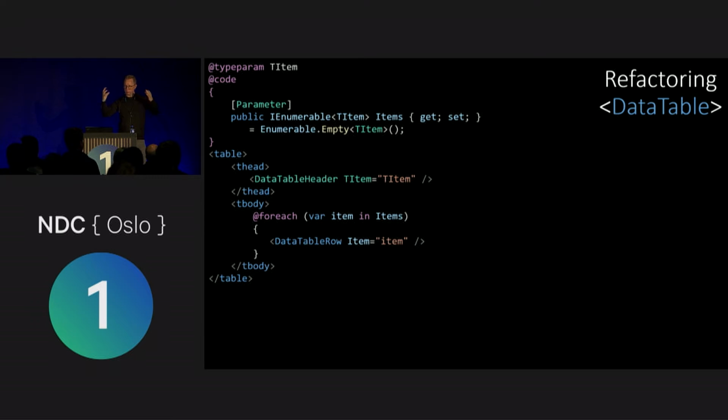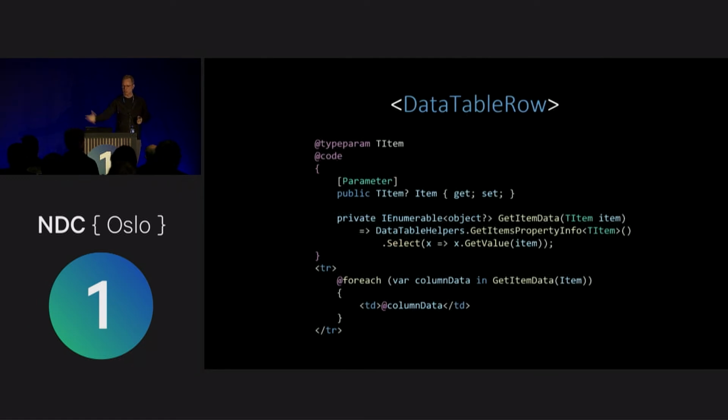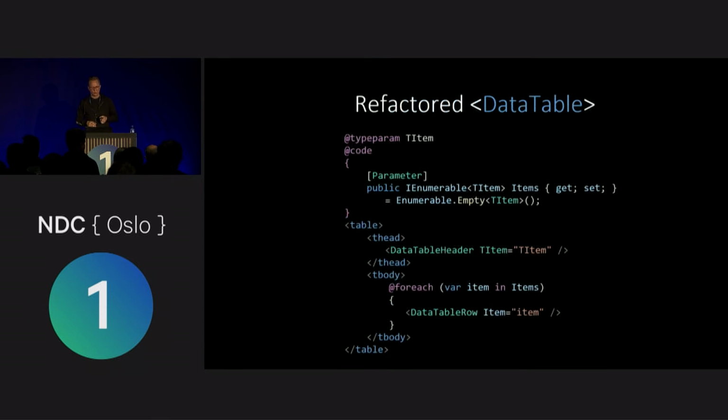So our outer data table component will still iterate over each of the items, because it's dealing on that abstraction level, but we are passing down the individual items and the responsibility of rendering that to a lower level component. And this is going to be the data table row, which just deals with iterating over the individual fields in that item and printing out the table cells in a table row. Okay, so this is our final refactored data table component.